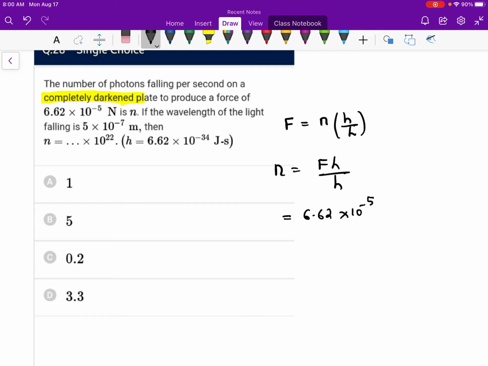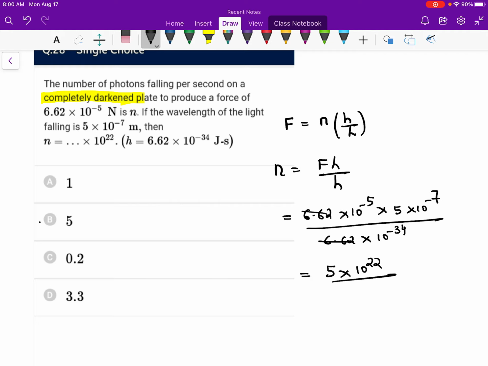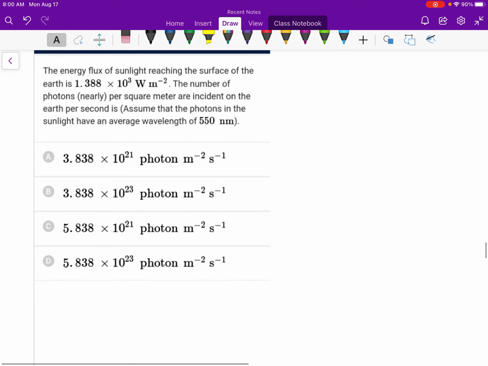So f is 6.62 into 10 to the power minus 5, lambda is 5 into 10 to the power minus 7, and h is 6.62 into 10 to the power minus 34. So this is 5 into 10 to the power 22. So correct option is 5.